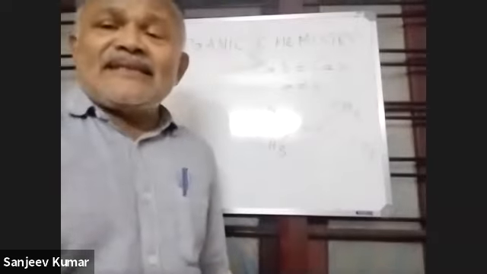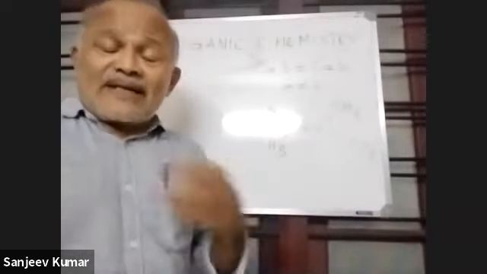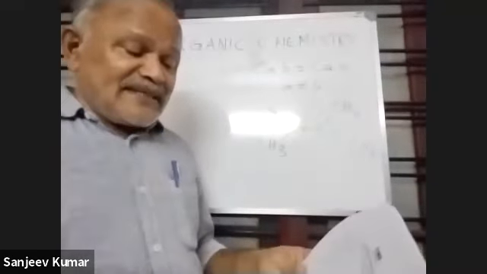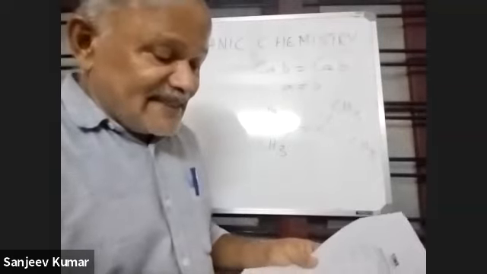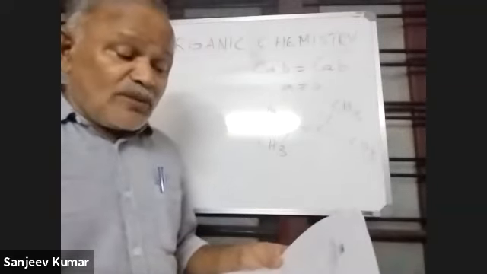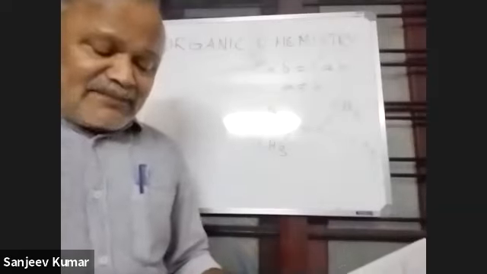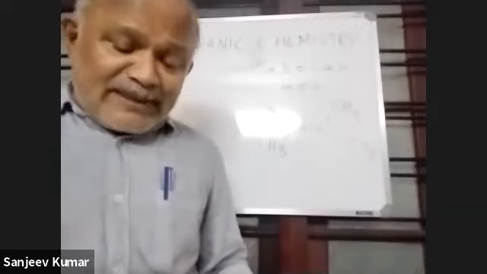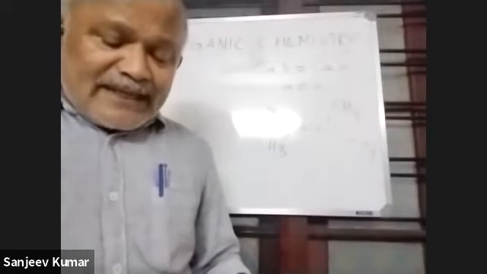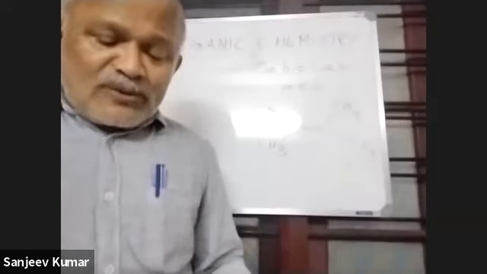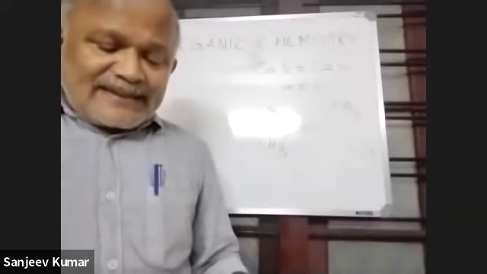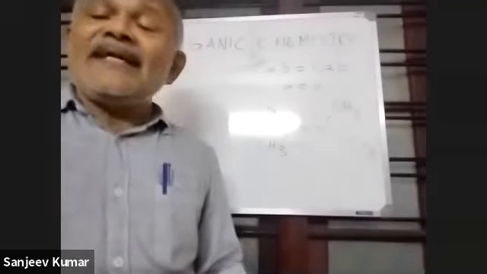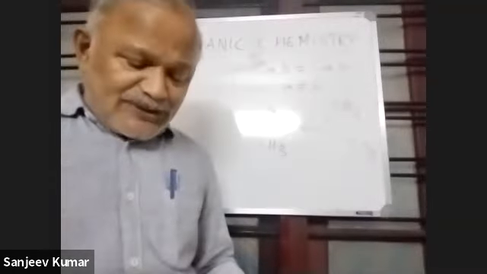The minus M effect of the following groups increases in the order. The minus M effect is the electron pulling effect. And the minus M effect increases as the electronegativity of the group increases. Here the highest minus M effect is for the nitro group, then for the cyano group, then for the carbonyl group, then for chlorine. That is, Cl is less than CO is less than CN is less than NO2. The choice is D.